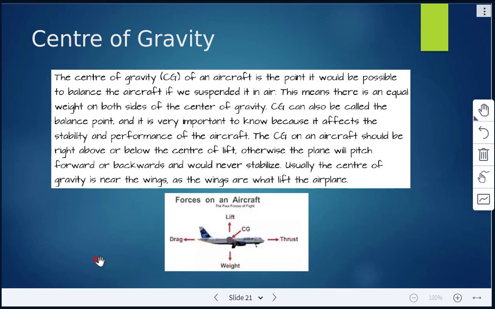That's also called CG. It can also be called a balance point, and it affects the stability and performance of the aircraft. So usually on an aircraft, it's right above or below the center of lift. Otherwise, the plane will pitch forward or it might pitch backwards. It'll never stabilize. So usually the center of gravity is near the wings because it's the wings that lift the airplane.